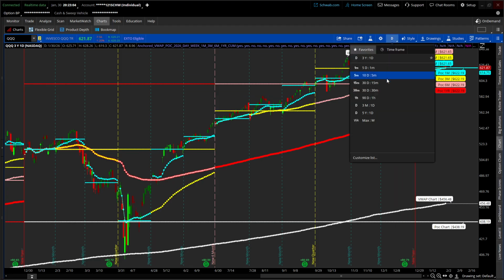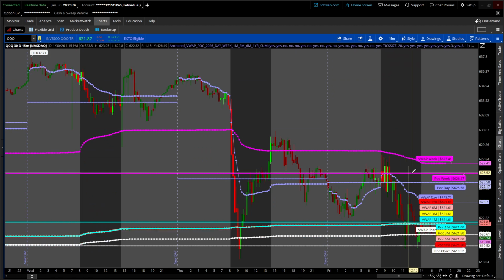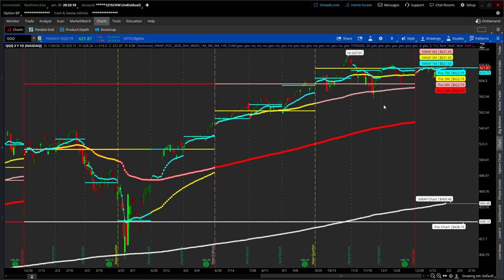So if I were to drop down to a 15-minute chart, you can see your daily and your weekly. But I didn't put them on the higher time frame, or the above-a-day charts, because I feel like it would clutter it up and you wouldn't get the best use out of the actual indicator.